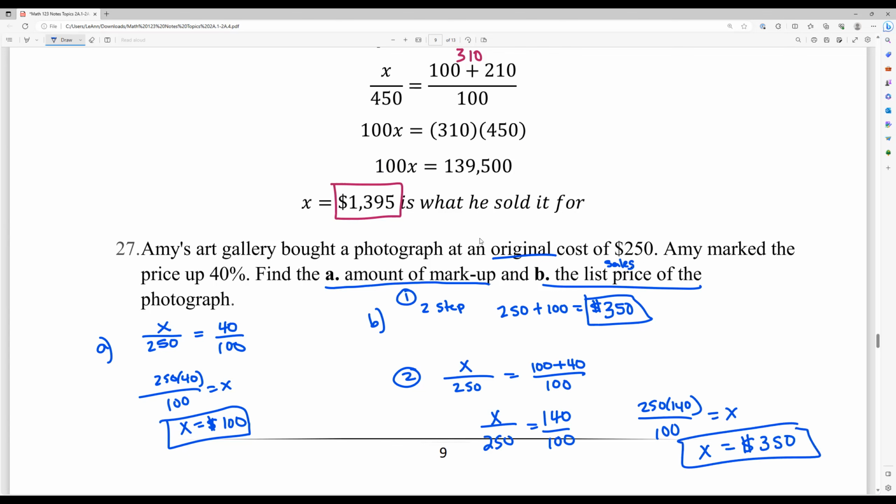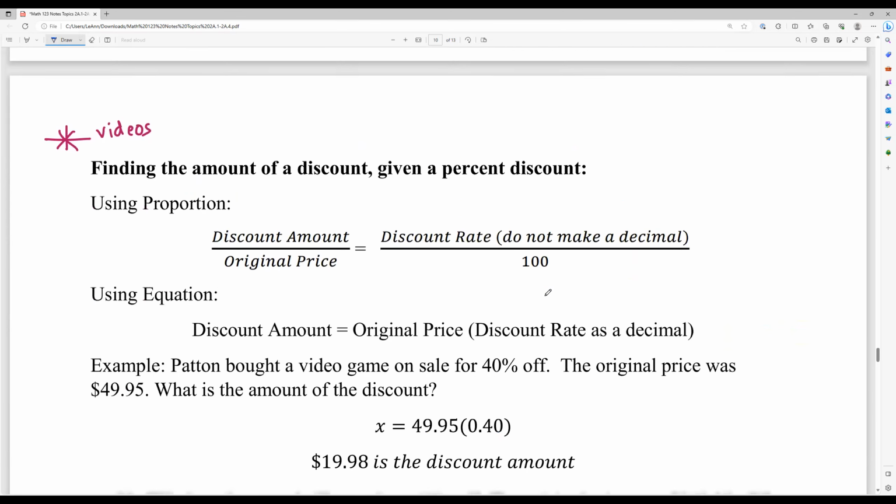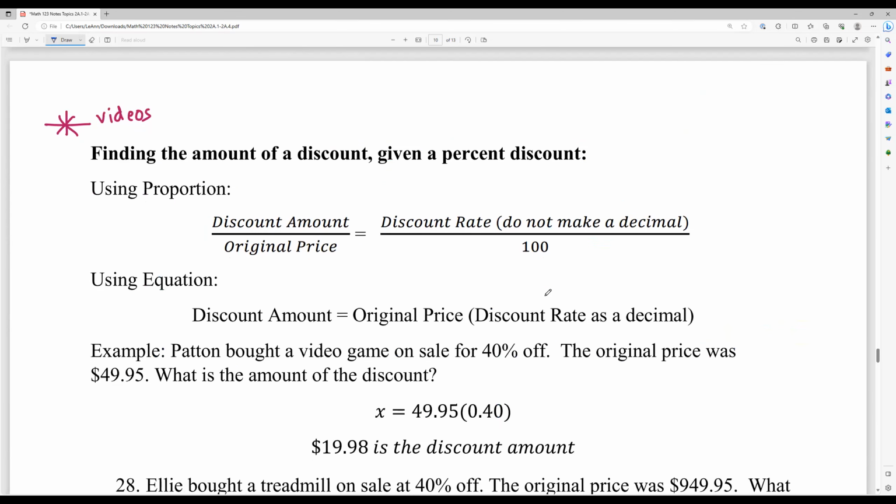So if I hadn't done part A, I would have jumped straight into part two of B here. But if I already did part A, which is finding the amount of the markup, it's really easy just to say original price plus the markup amount. Okay. All right, so this is where I wanted to pick up the video. I just wanted to recap all that and make sure we got those examples.